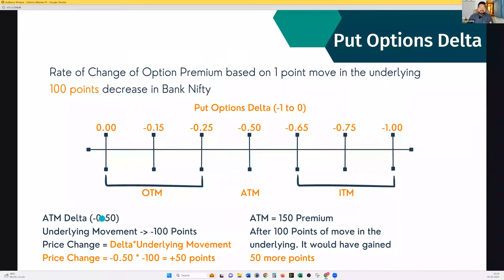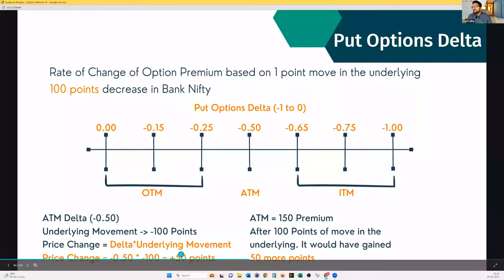So minus 0.5, the underlying move negative 100. So now minus into minus is going to be plus. 0.5 into 100 is going to be 50 points of movement.